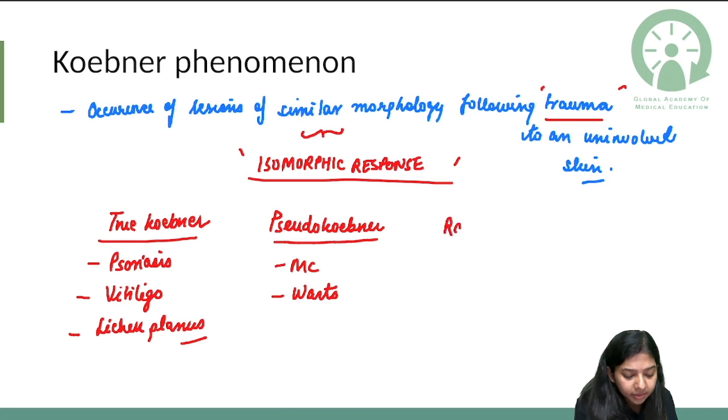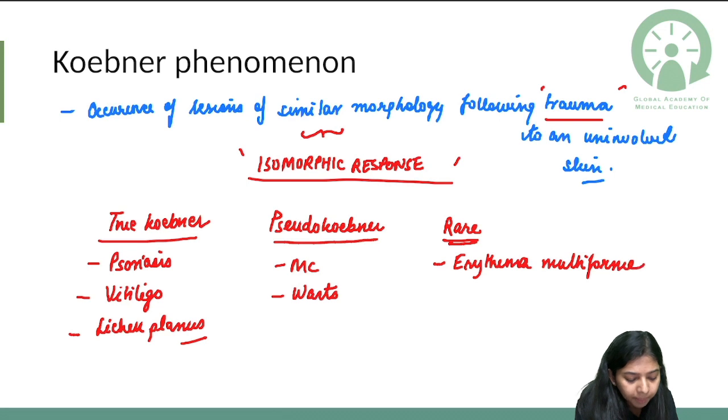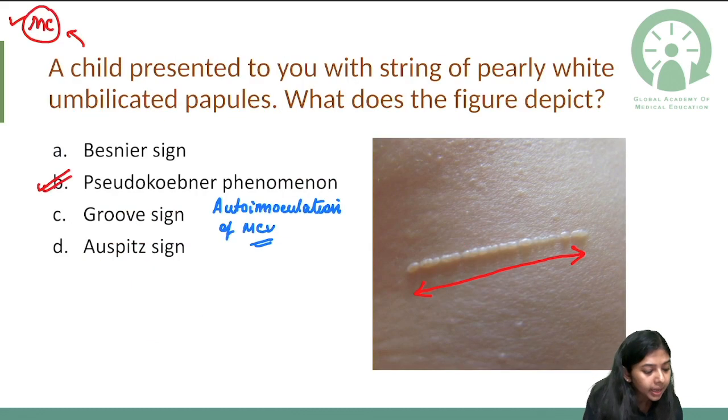What are the rare cases where you get Koebner phenomenon? You get it in erythema multiforme. This has been asked also previously. You can also get it in lichen sclerosus et atrophicus, right? So these are some rare cases where you get isomorphic response or Koebner's phenomenon, right?